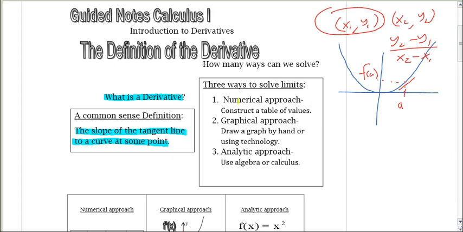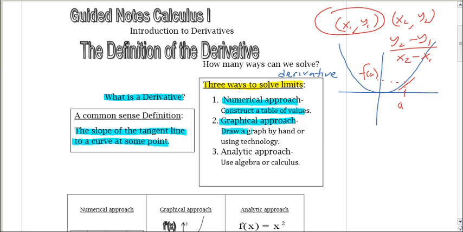So let me grab my highlighter. So 3 ways to solve limits, okay, and there's also 3 ways to solve derivatives. That's why I left limits on there for you, just to refresh, but also there's 3 ways to solve a derivative. So for derivatives and limits, same idea. So there's first the numerical approach. That basically means you use a table to figure out the slope of a tangent line to a curve at some point.